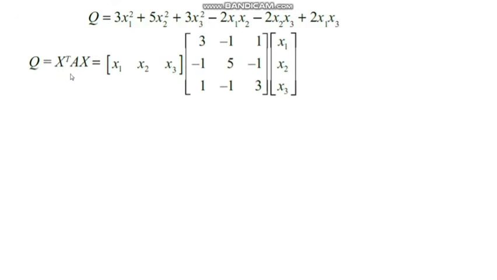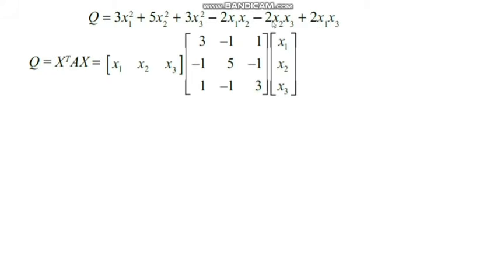We are given the quadratic form in three variables x1, x2, x3: 3x1 square plus 5x2 square plus 3x3 square minus 2x1x2 minus 2x2x3 plus 2x1x3. We have the standard structure of the quadratic form X transpose AX, where X is a column matrix and its transpose is a row matrix. Matrix A can be obtained from this quadratic form. 3, 5, 3 are the principal diagonal elements. These are the coefficients of x1 square, x2 square, x3 square respectively.